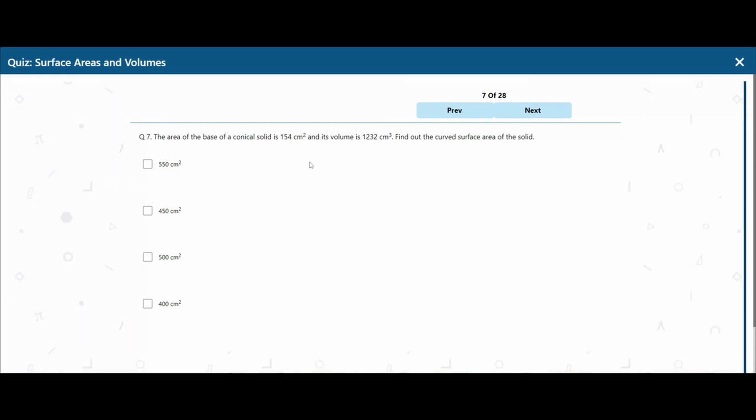Shall we do it on the whiteboard? Yes, ma'am. The answer is 550 square centimeters. Okay, so area of base is how much?